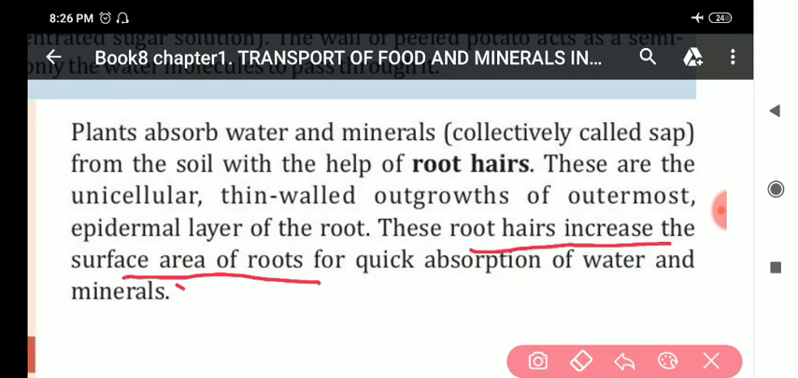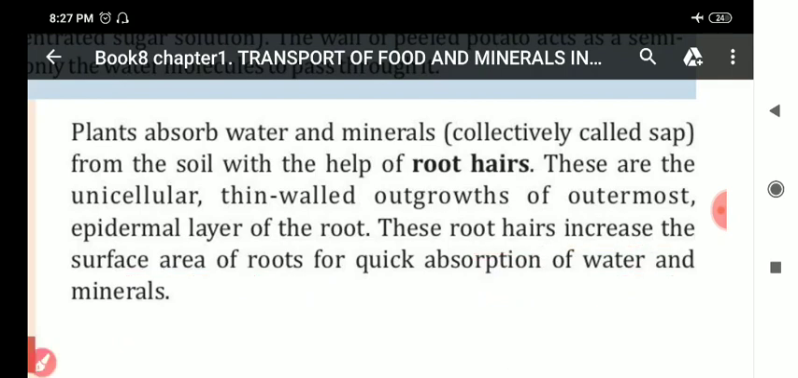Root hairs increase the surface area of roots for quick absorption of water and minerals. Clear? So, root hairs, my dear students, increase the surface area of roots for quick absorption of water and minerals.